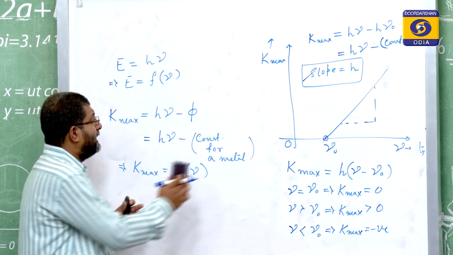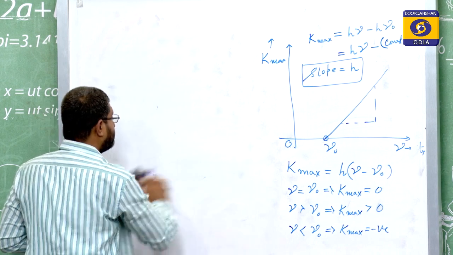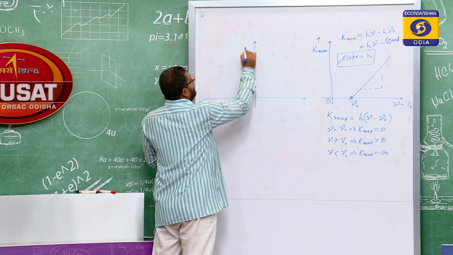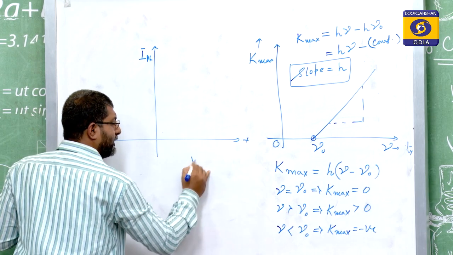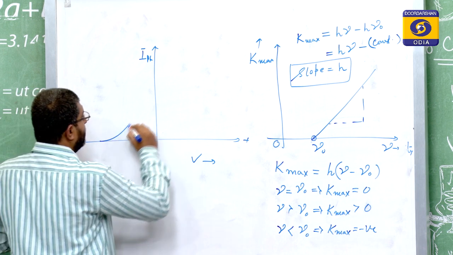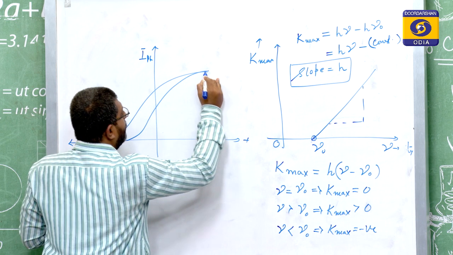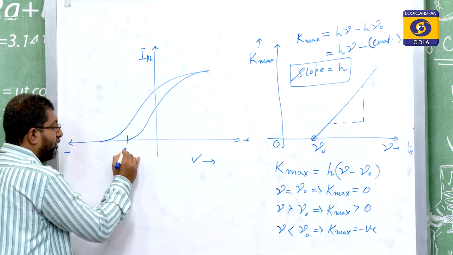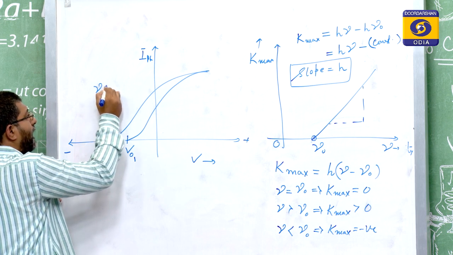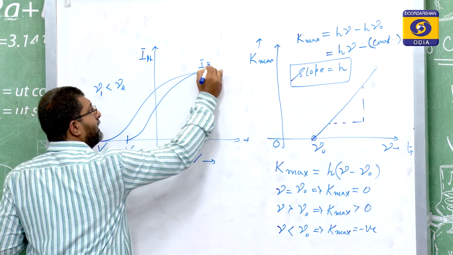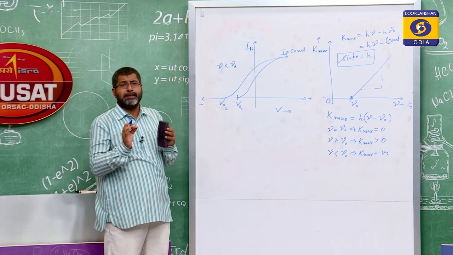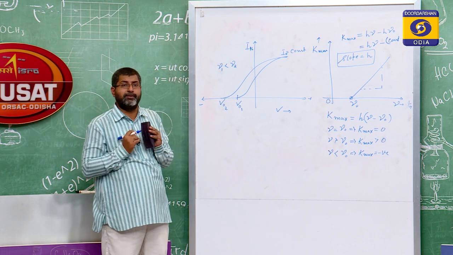So, if we plot a graph where this is the photoelectric current I and this is the anode potential, plus and minus, we will get a curve like this, where the saturation current remains constant, but the stopping potential is V01 for nu 1 and V02 for nu 2, with nu 1 less than nu 2, and here the intensity is constant. So, with this we can say that stopping potential changes with frequency.